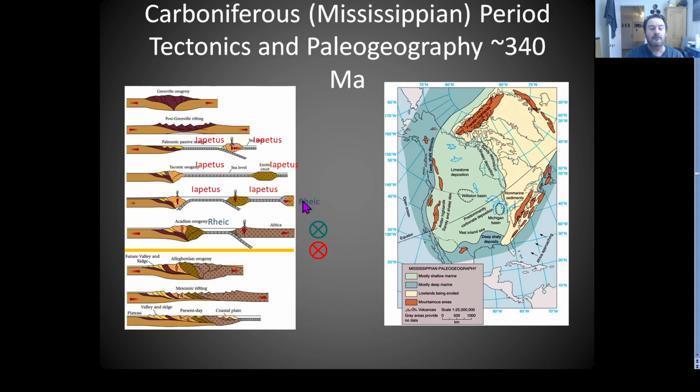Now, I put the Rheic here because this is Avalonia, and on the other side of Avalonia is the Rheic Ocean. So now that Avalonia has come over, in this one you can see what's left is the Rheic Ocean, and then Africa's right behind that, and this shows all the terranes mixed and slammed into each other. So that's what's going on.